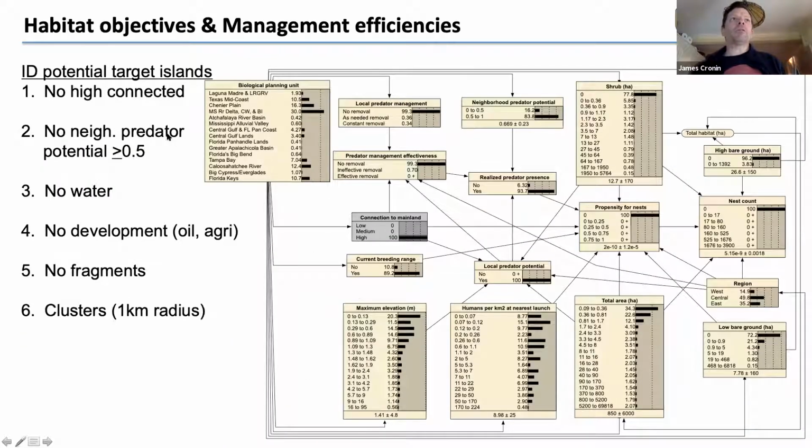Okay, so what we first did is identify the potential target islands. We didn't allow any highly connected islands. So here's our connection to mainland. If we assume that the island is highly connected, we always have 0 nests on highly connected islands, as predicted by the model. And that's because human disturbance is so great on those islands, as is predation potential.